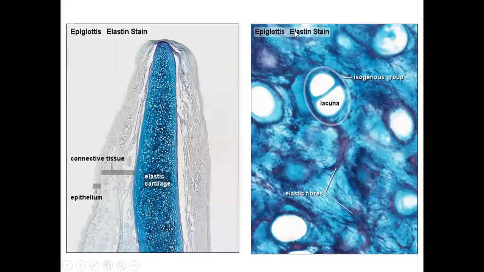Okay, so this is the epiglottis. Whenever you enlarge the size here, you can see this is the lacuna. Inside here we have the chondrocyte, and then we have the elastic fiber here. You can see here, this is the elastic fiber. So that is the special thing about elastic cartilage: it contains elastic fiber.